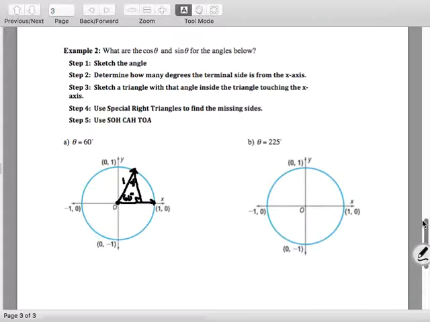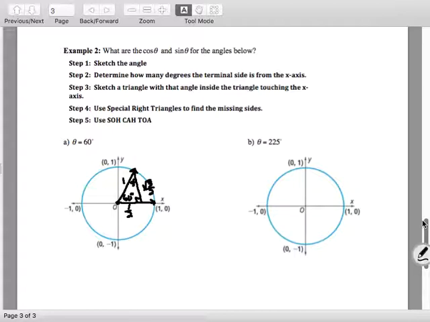Now look at the gold paper. You want to practice this. Okay, the hypotenuse is 1. Across from the 30 is going to be the 1/2. And across from the 60 is the radical 3 over 2. Does that make sense?